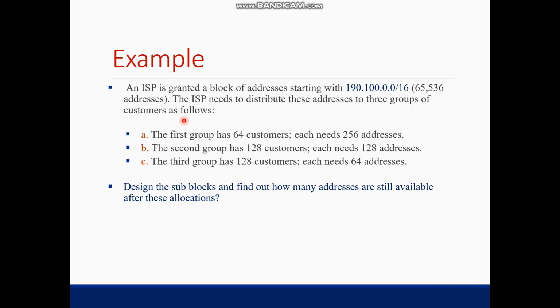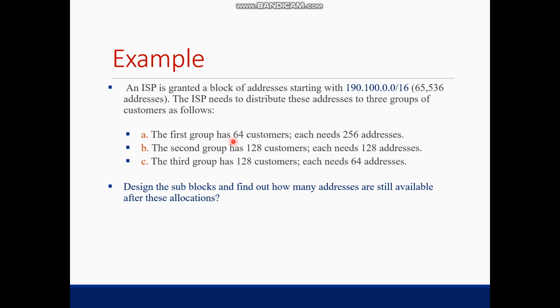So let's take this example. Any ISP is granted a block of addresses starting with this IP address, where n is 16. So 32 minus 16 is going to be 16. 2 to the power 16 is going to be 65,536 different addresses. So this ISP needs to distribute these addresses to 3 groups of customers as follows. That means those 65,000 addresses are going to be distributed to 3 different groups of customers.